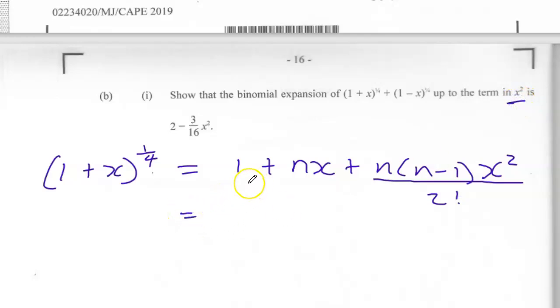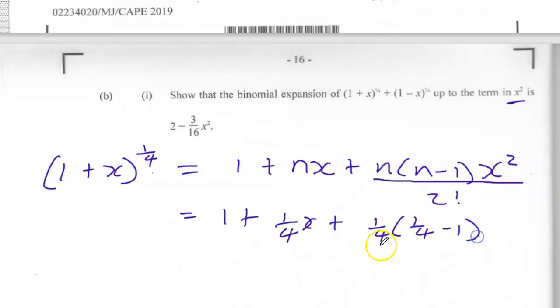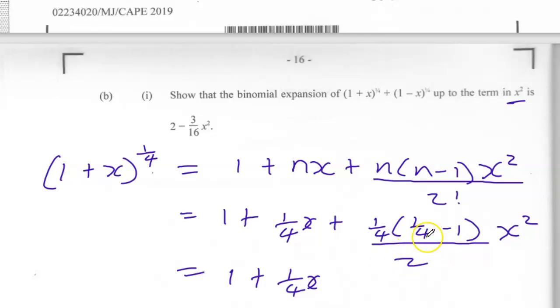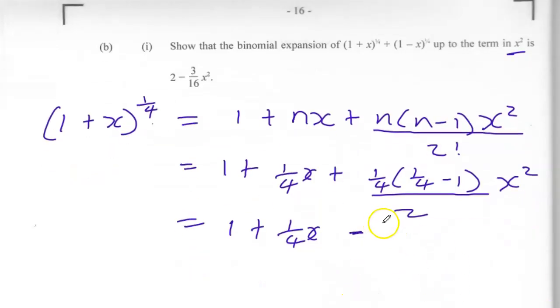In this case, n is the power, which is a quarter. So it would be 1 + a quarter x + (a quarter)(a quarter minus 1) over 2 factorial, times x squared. So this is 1 + a quarter x, and then a quarter minus 1 is minus 3 quarters. Minus 3 quarters times a quarter is minus 3 over 16, divided by 2, so that's minus 3 over 32.